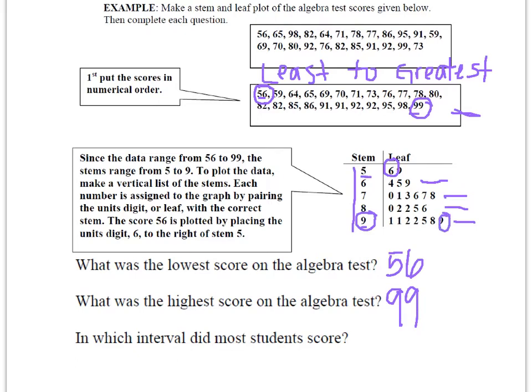In which interval did most students score? So the intervals are going to be the part that has from 50 to 59, or from 60 to 69. And you can see that clearly on the graph, 90 to 99 has the most. So the interval would be 90 to 99.